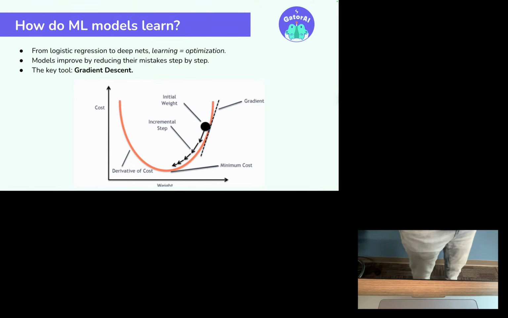So let me ask a few questions. What exactly does it mean for a model to learn? Anyone can raise their hands. All right, another question: is gradient descent the only way a model learns? No, gradient descent isn't the only way a model learns. There are other techniques as well, such as Newton's method or genetic algorithms. But for the purpose of this course, we'll be focusing on gradient descent.